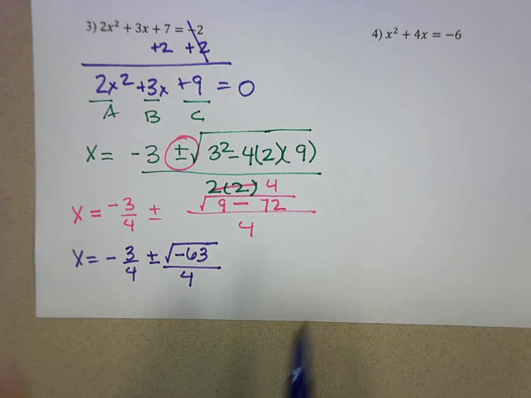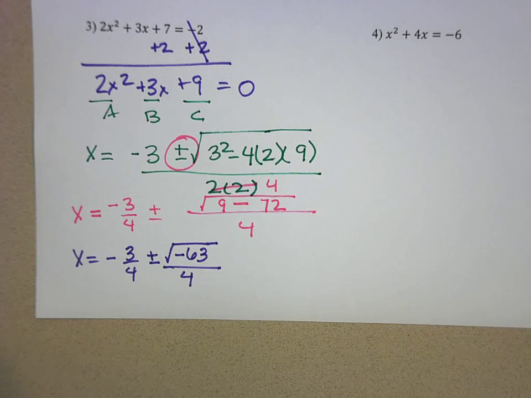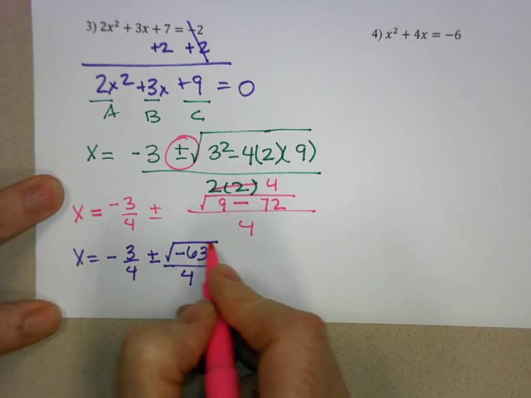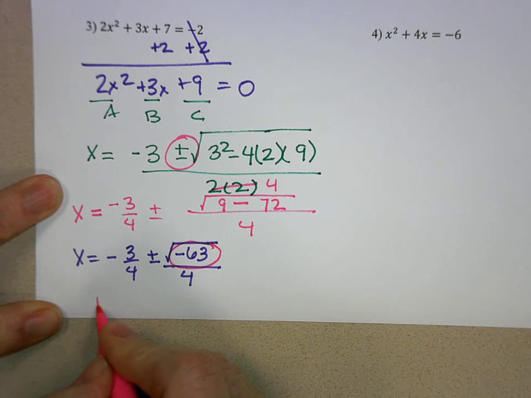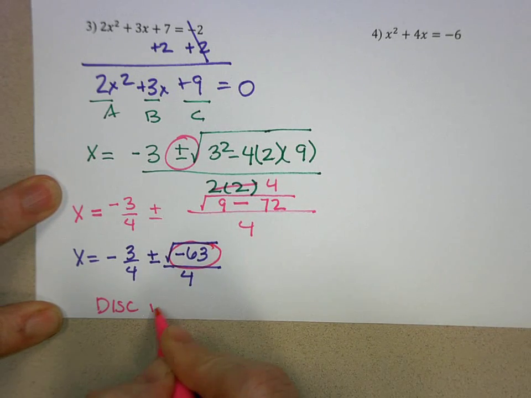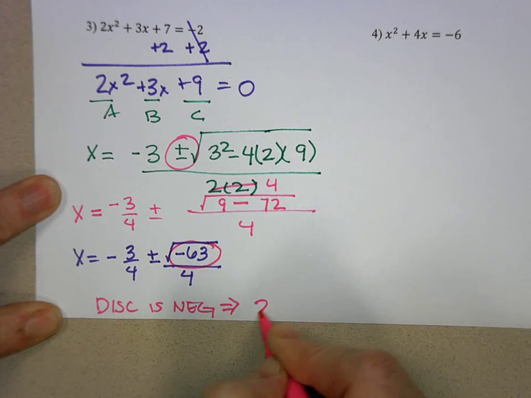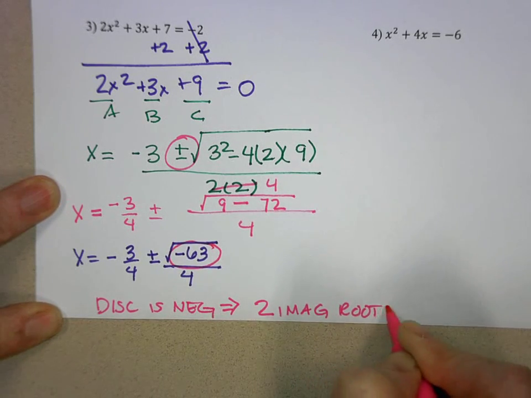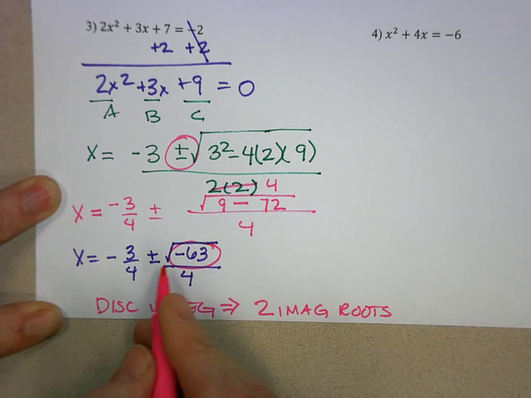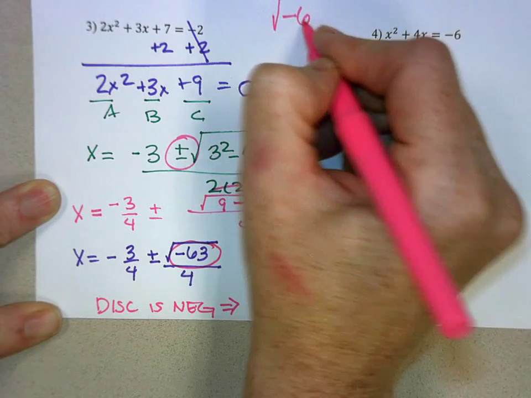Okay, so I have a negative under the radical sign, so what do I know about that? This is the discriminant, right? B squared minus 4AC is the discriminant. When the discriminant is negative, I know I'm going to have 2 imaginary roots. And that's the situation we have right here. So what are we going to do? First of all, we got to get that negative sign out of there. So we have the square root of negative 63.